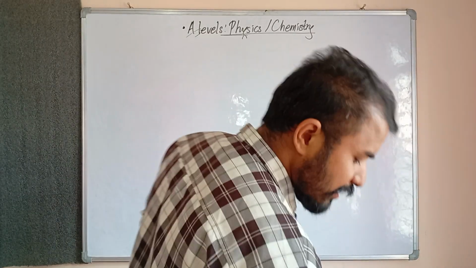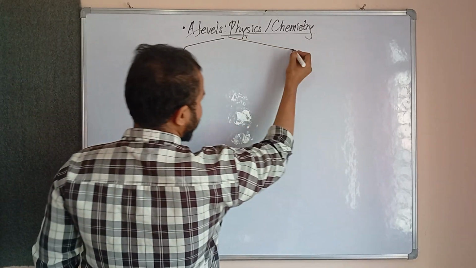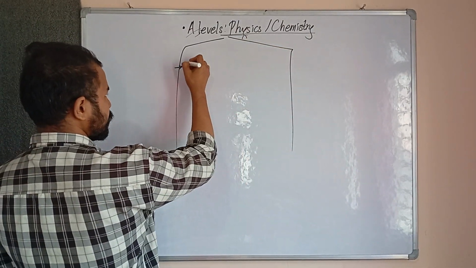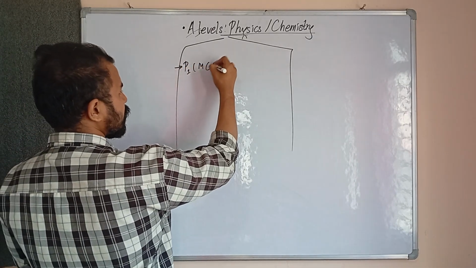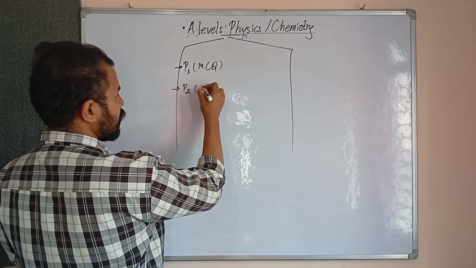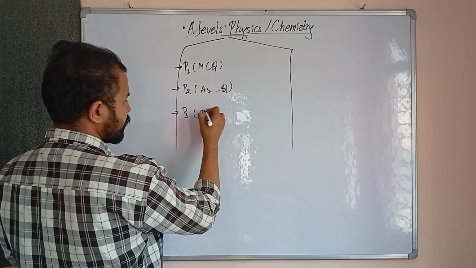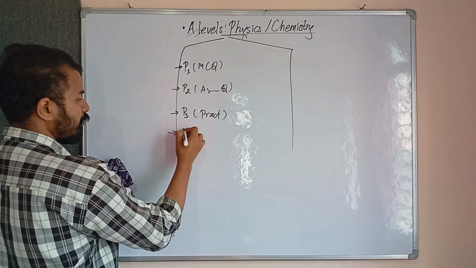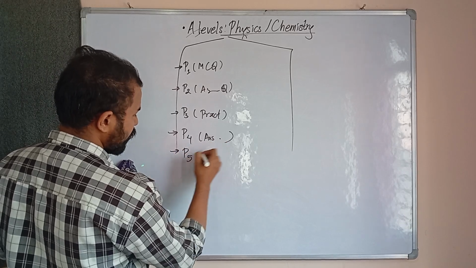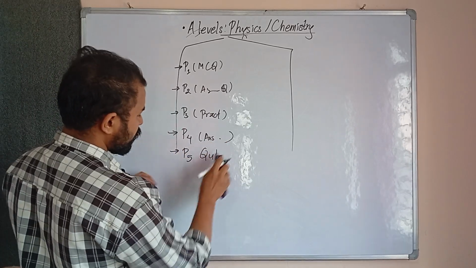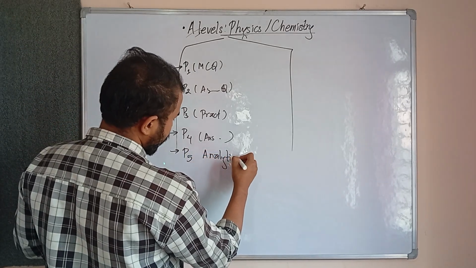Let's continue again. Now here, in case of A levels physics and chemistry, we have five papers within one single subject. Paper one, MCQ; paper two, answer-based questions; paper three, practical; paper four, again answer-based questions; and paper five, qualitative, or simply analytical paper. Okay, let's take it this way, analytical paper.